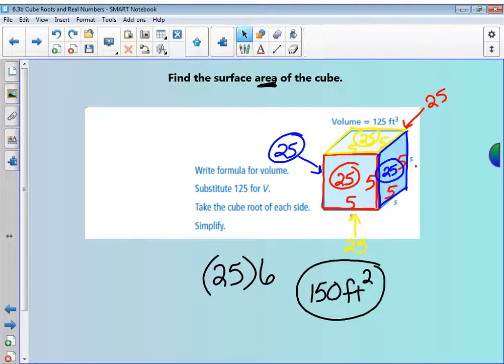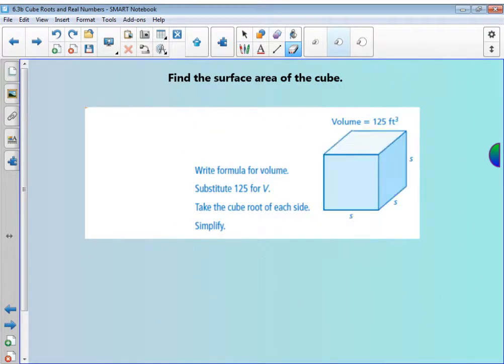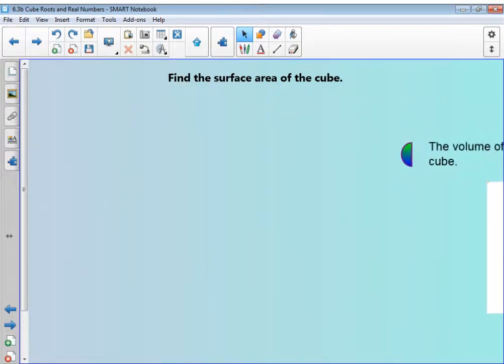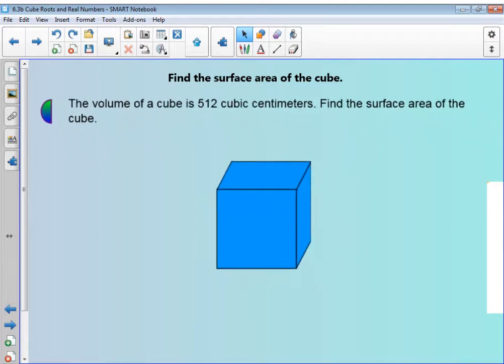Okay, so let's go ahead and try another one of these. Today you'll just be working with cubes. We won't work with rectangular prisms because we're focusing on understanding a cubed root. Okay, so it says the volume of a cube is 512 cubic centimeters. So that looks like this: volume equals 512 centimeters cubed. Okay, so find the surface area of the cube.